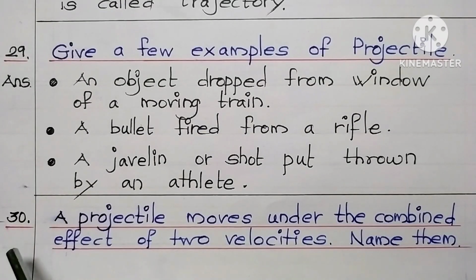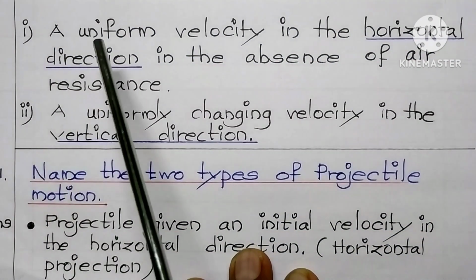Question number 30. A projectile moves under the combined effect of two velocities. So there are two velocities that act on a projectile. A projectile's movement is nothing but a combination of two velocities. Name them. What are those two velocities? These are the two velocities.